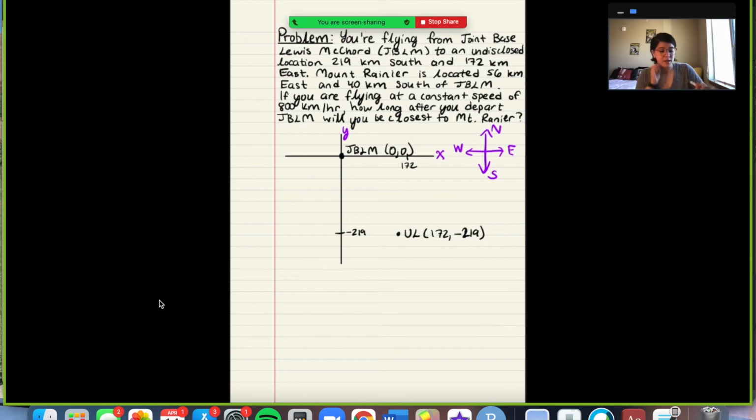Okay. And so the plane is traveling in that line. So we can connect the two dots. That's the route that our plane's going to take.